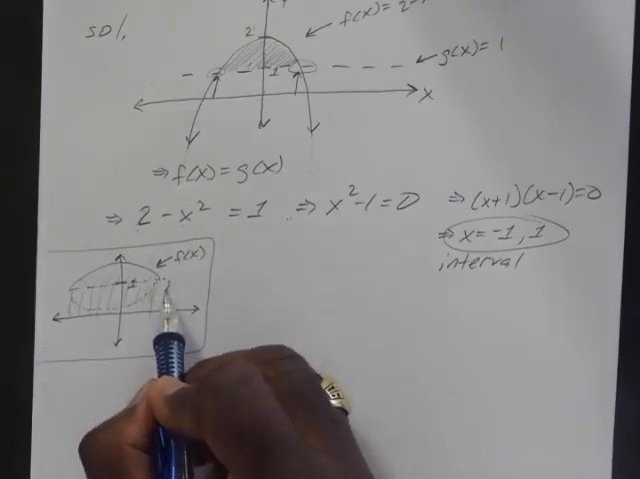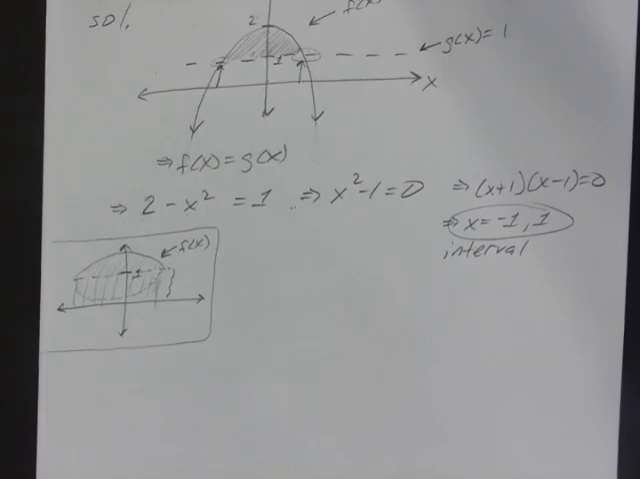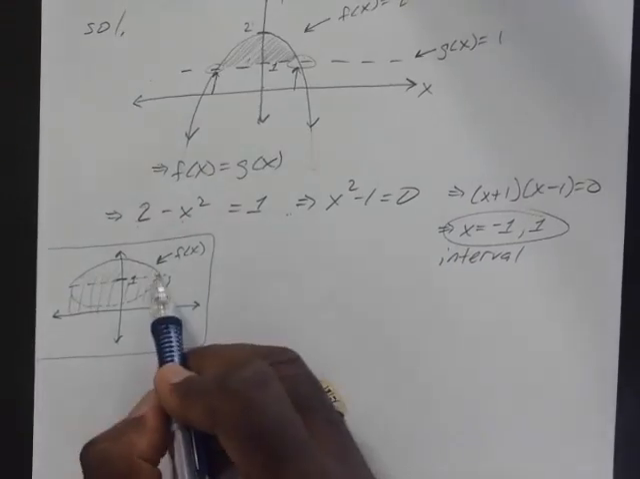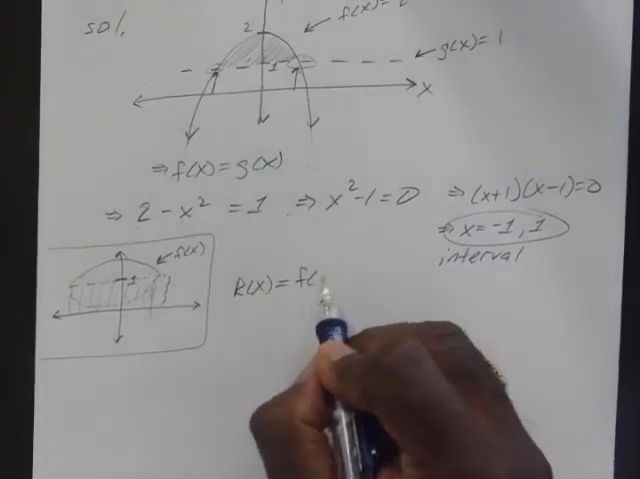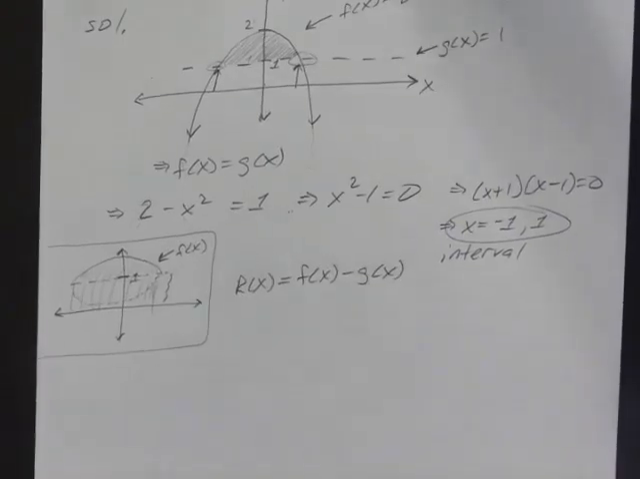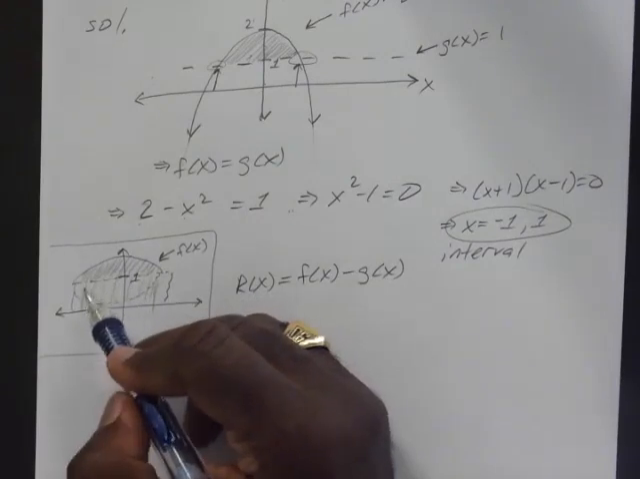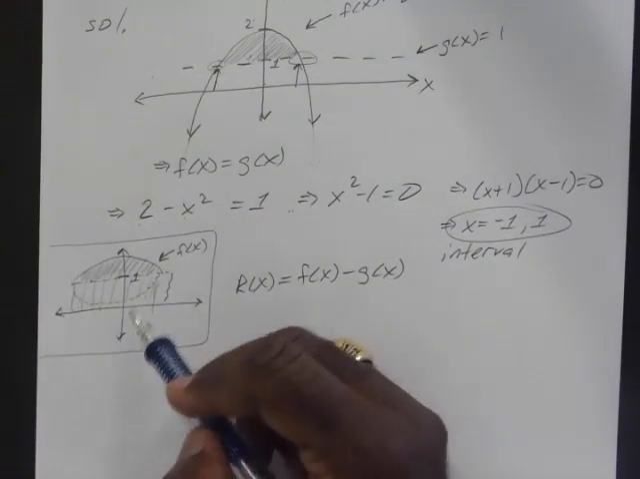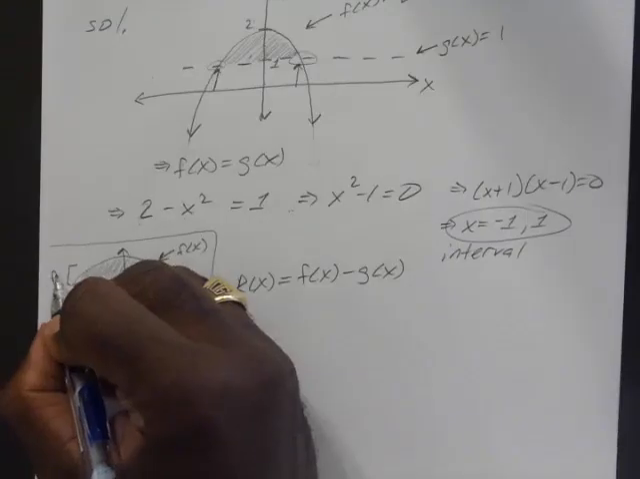Now our g of x is y is equal to 1. So if we take our f of x minus g of x, that's our radius function, not region. I'm so used to using r for region. Because we take our function here, and that entire interval down to the x-axis, and we subtract it from 1, that gives us our radius function.